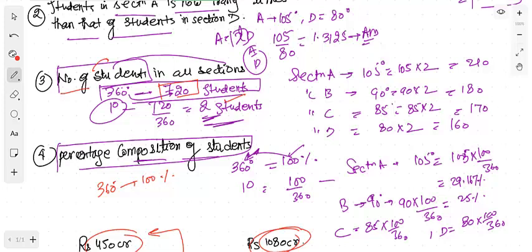Like those formulas, just learn them and go through them once, and I'll provide you the questions on this.